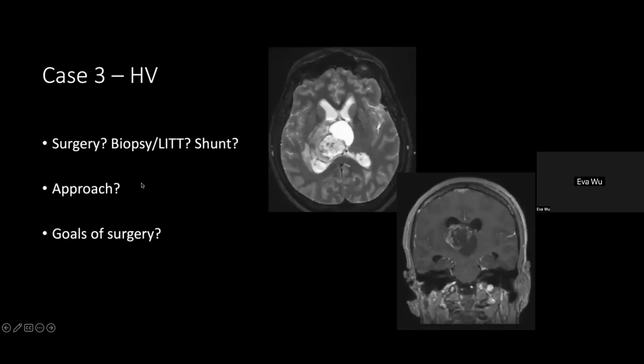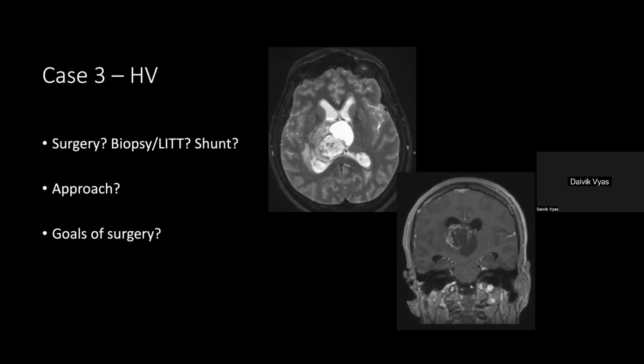Let's see. So then, what would you do for this patient? Would you do surgery? So you already put an EVD in. Now would you do surgery? Would you do a biopsy and LIT and then shunt them? No. So in this case, if it's a right side thalamic lesion, obstructive hydro, you can consider doing surgery.